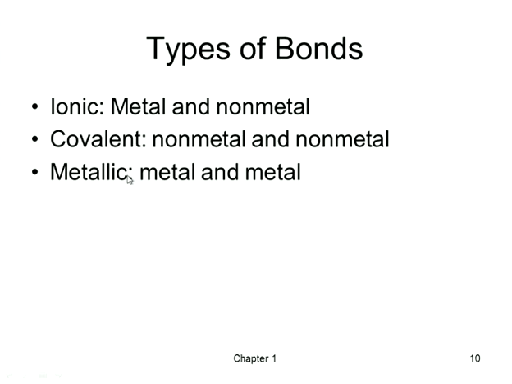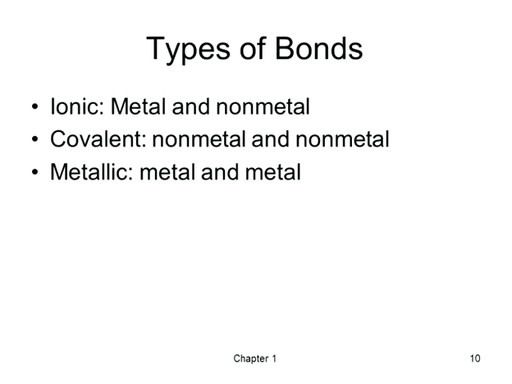Metallic bonding, I'm just going to give you the definition of that, and that's about it. It's a metal bonded with a metal. There's no metallic bonding in organic chemistry. You can have an organometallic, but not a traditional metallic. Ionic bonding, we'll go over that in just a second, but it's always a metal with a non-metal.